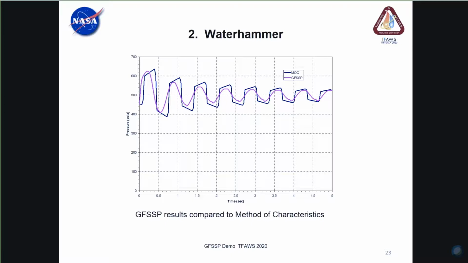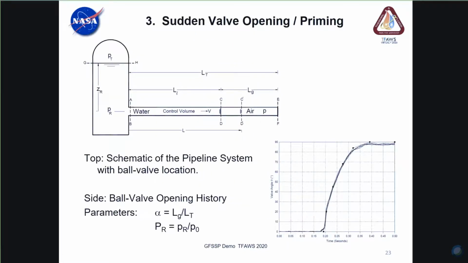Now, GFSSP can be compared to the method of characteristics, which is often used for water hammer. So in this plot here, we see that example that we just saw. GFSSP's result is shown in purple, and the blue lines show the result from the method of characteristics. They show a pretty good comparison.